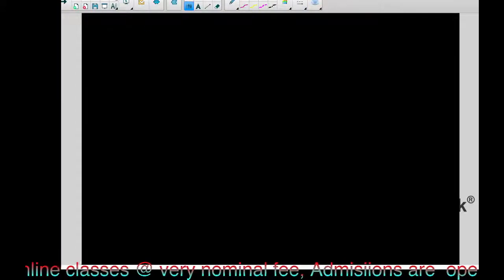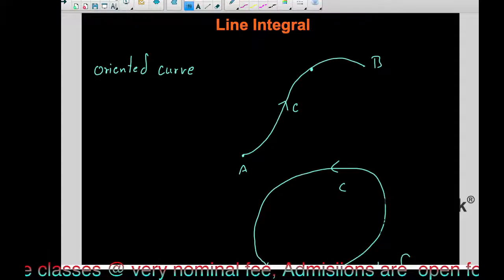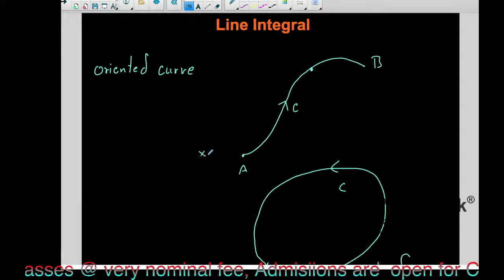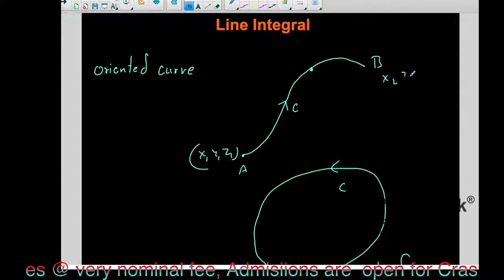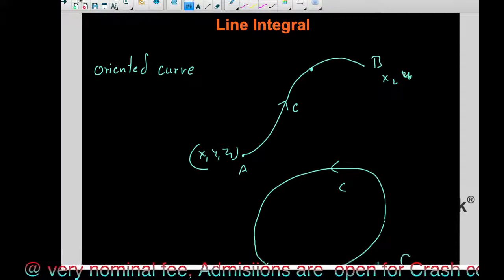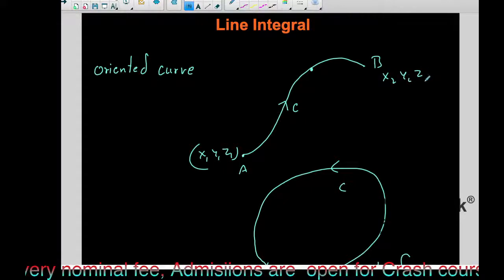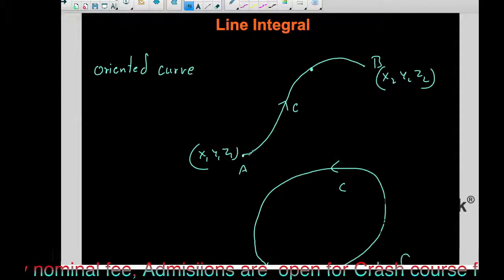Let me take a quick revision of what I have taught here. In the line integral, we have to go along the curve. Let this point be the x1, y1, z1 coordinate, and here let's say this point is the x2, y2, z2 coordinate. And we are interested in finding the integral along this line.